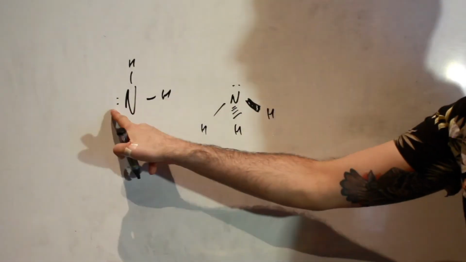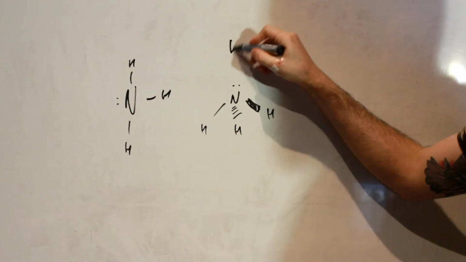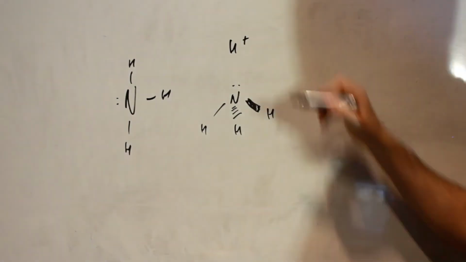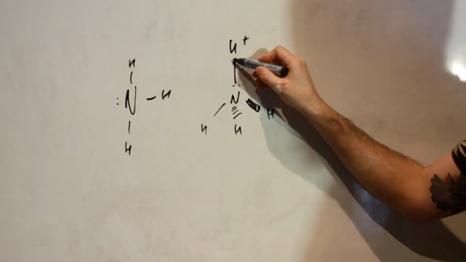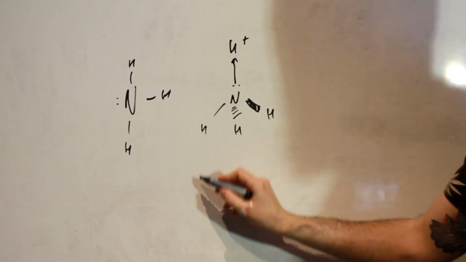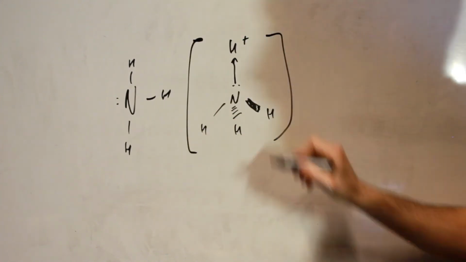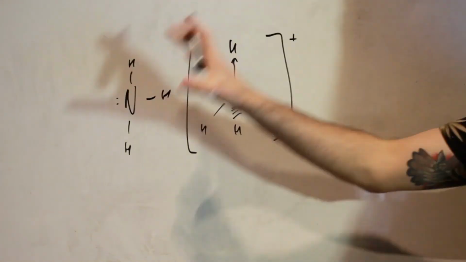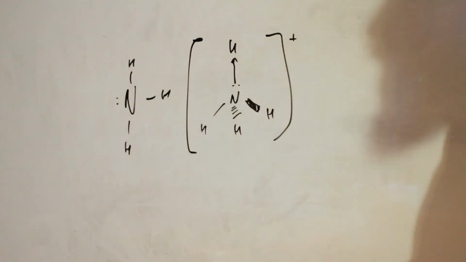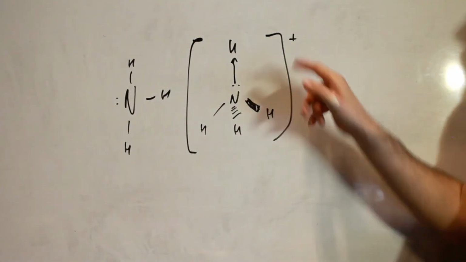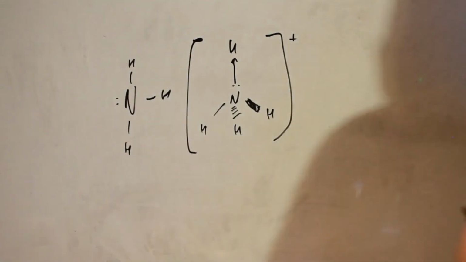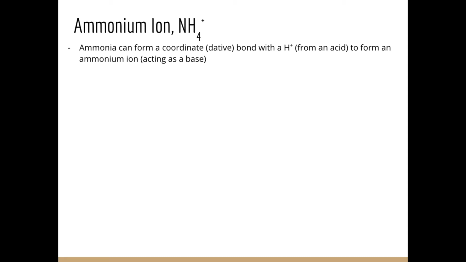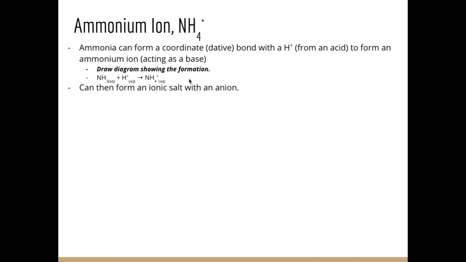So we have a lone pair of electrons here. We have an H plus that has an empty orbital. We can form a dative bond with the H plus to form the ammonium ion. We can put that in brackets, positive outside the brackets to show that positive is spread out over the whole molecule. So now we've got a cation. We've got a positively charged polyatomic cation that can form ionic salts with anions. Yep, so they can form an ionic salt with an anion.